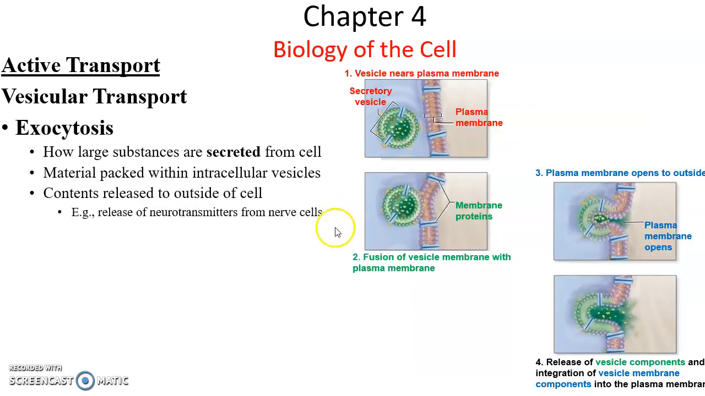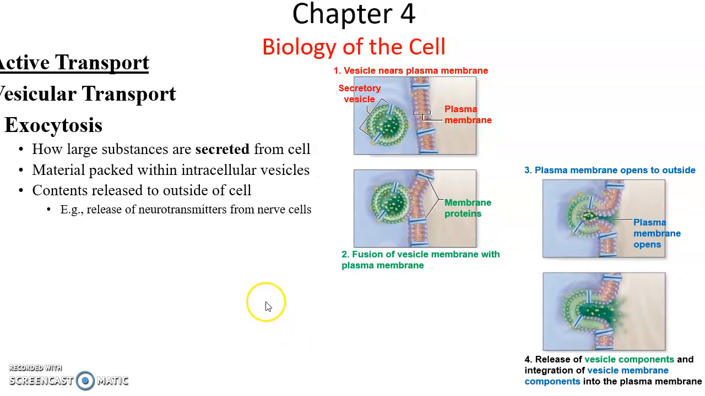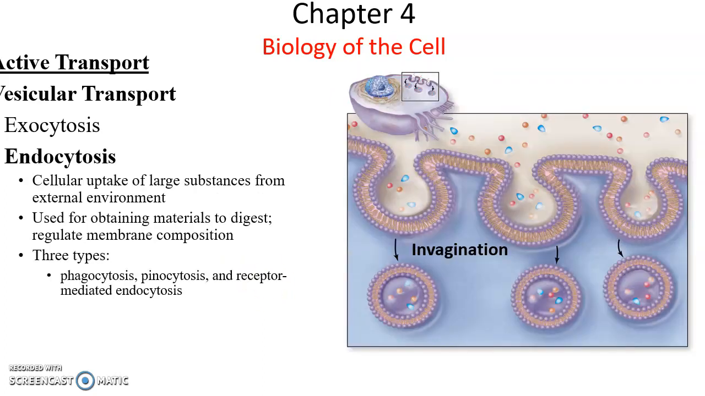So exocytosis. Exocytosis is where things are produced inside the cell in a secretory vesicle. Then that vesicle will move to the plasma membrane, fuse with the plasma membrane, and then expel its contents outside of the cell. So in exocytosis, things are exiting the cell. They were formed and packaged in a vesicle and then sent to the plasma membrane to be released. So for instance, neurotransmitters released by nerve cells. There's other things engaging in exocytosis.